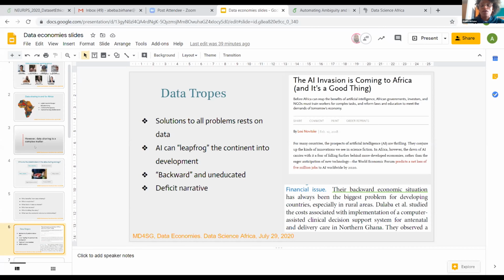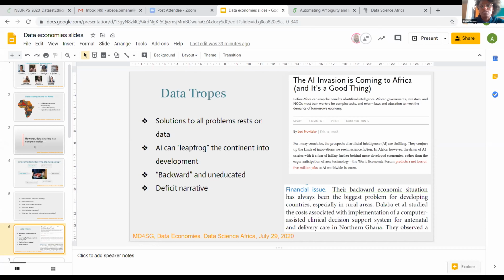Some of them you have, for example, it's very common to see headlines like "the AI invasion is coming to Africa and it's a good thing." This kind of unrealistic image where data and AI is seen as the only thing that's lacking, and if we have that, all Africa's problems will be solved. Yes, we do believe data is an important part of the solution, but it's not the only solution either. So we try to push against that.